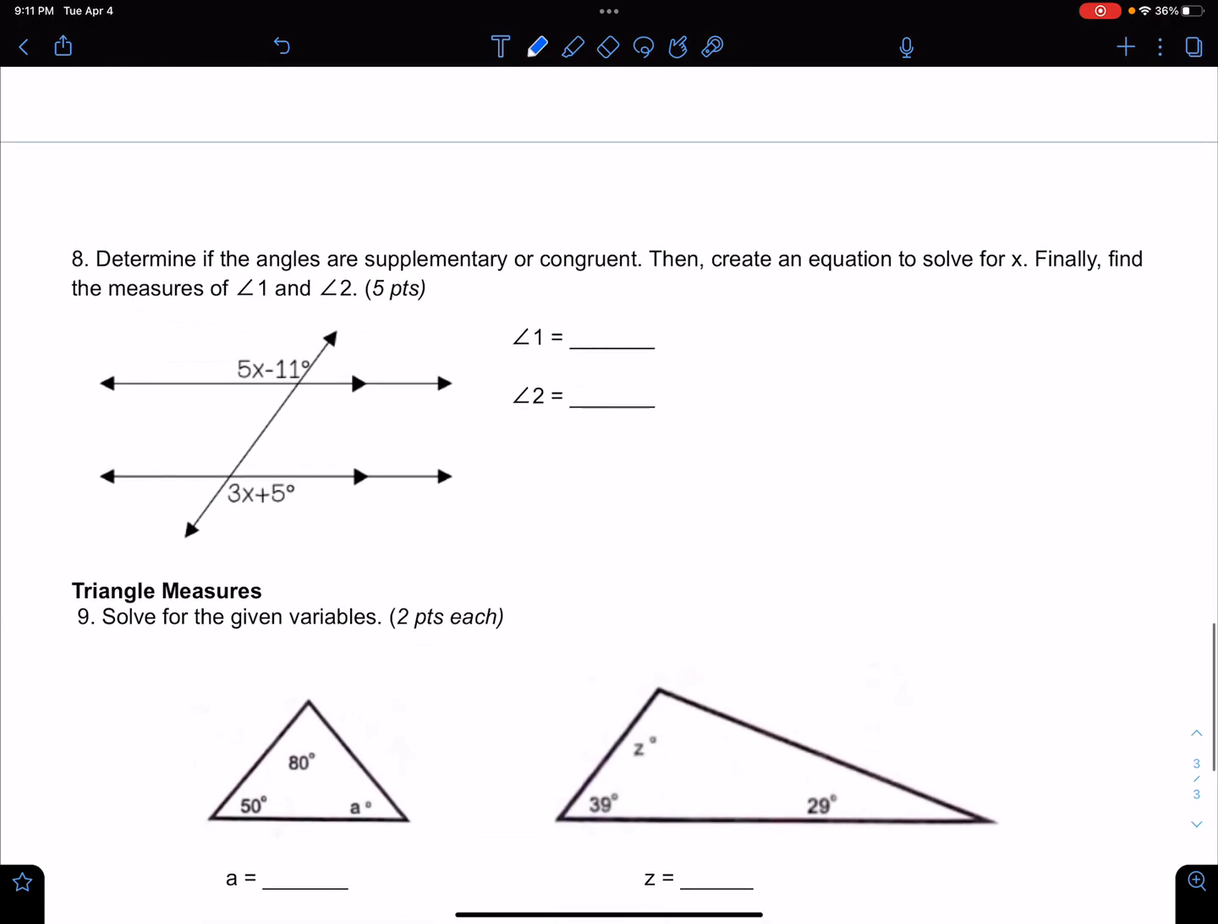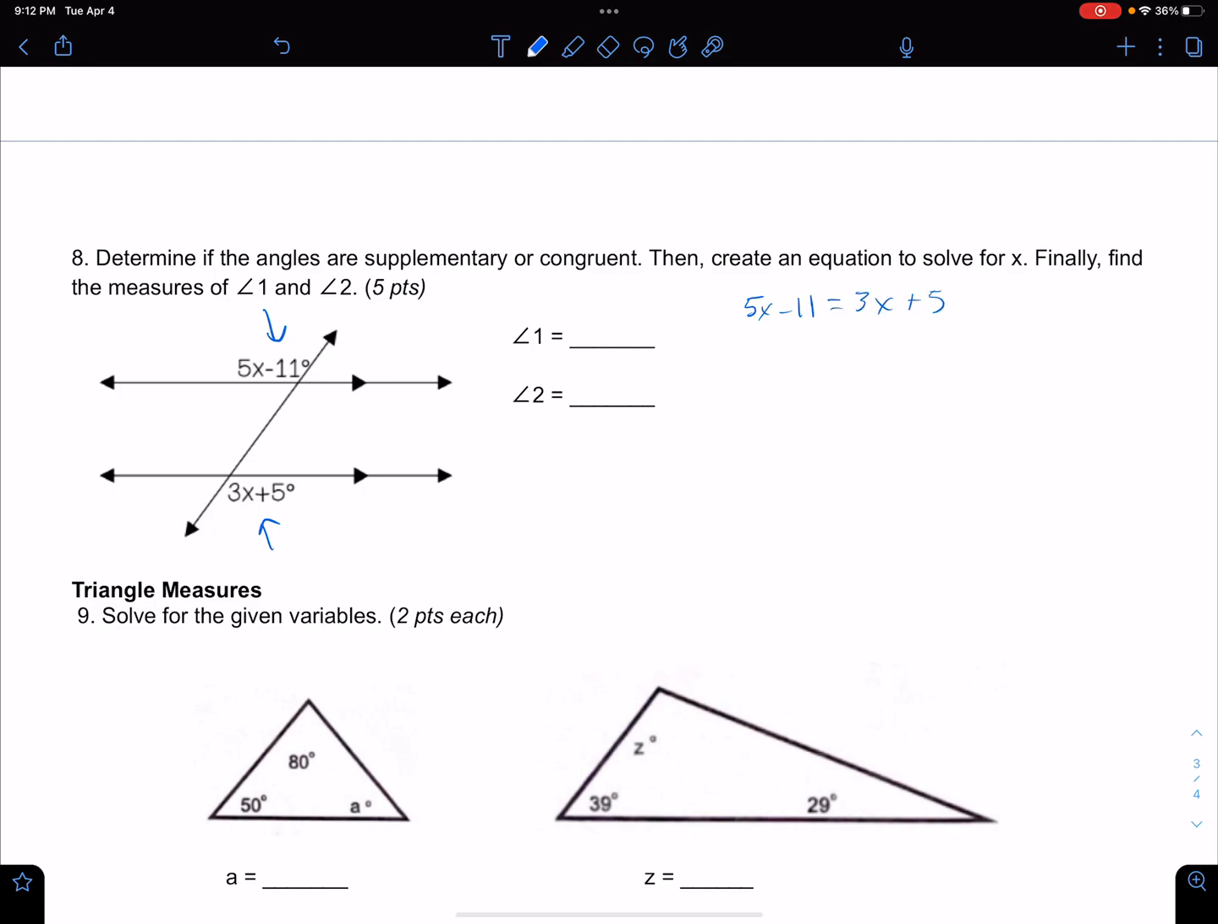So it's determine if the angles are supplementary or congruent. Then create an equation. So I know these are both the same angle because they're both obtuse. Okay, so I'm going to write 5x minus 11 equals 3x plus 5. So the next step, I have to solve for x. So I subtract 3x from both sides. I'm left with 2x minus 11 equals, these cancel out, equals 5.